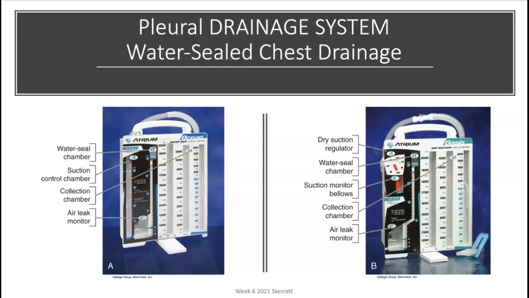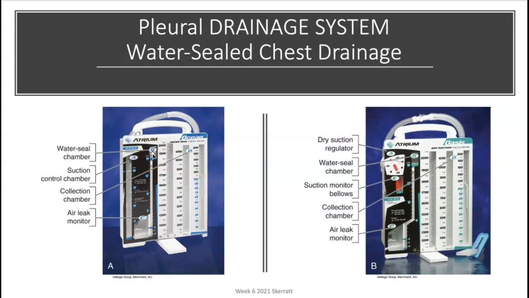So, compartments: you have the collection chamber, which is something that you're going to review hourly. You have your water seal chamber, which you will initially fill up to the 2 centimeter mark, or as per the type of drainage system you're using. And you will see something called tidaling in this water seal chamber. Tidaling is the rise and fall of fluid in this chamber, which is the direct reflection of the degree of lung expansion. And so tidaling decreases as the lung expands.